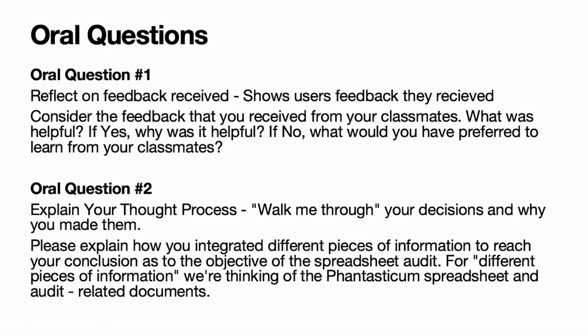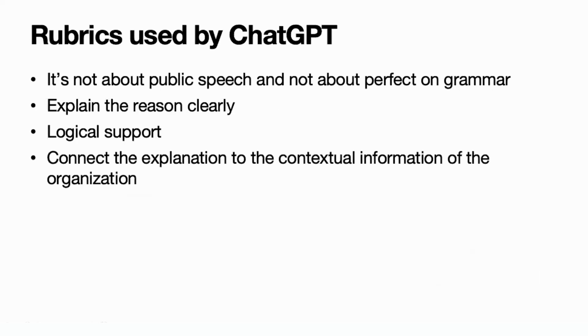So we need them to explain how they integrate different pieces of information to reach the conclusion. You may recall that in the writing assignment, there's a similar question, but now we need them to explain everything orally, in a really short period of time, because they haven't seen these questions before they click on it. They see the question, and they need to start to think about it and answer it. Okay, so here are the rubrics used by ChatGPT behind the scenes as set up.